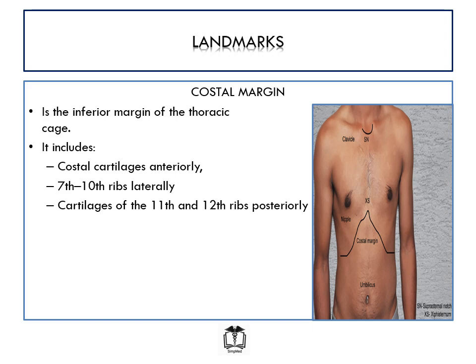So this is a picture of the costal margin. You start from the xiphoid process, extending from the costal cartilages anteriorly. Then from those costal cartilages, we drop down to the 7th to 10th ribs laterally. And then at the back, which is not shown in this picture, the costal margin tends to extend to the cartilage of the 11th and 12th ribs posteriorly.